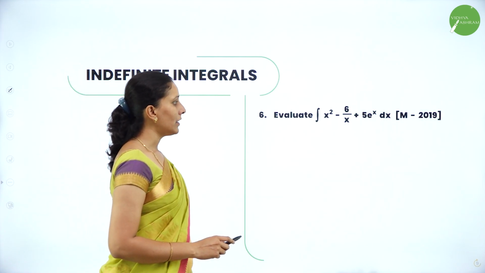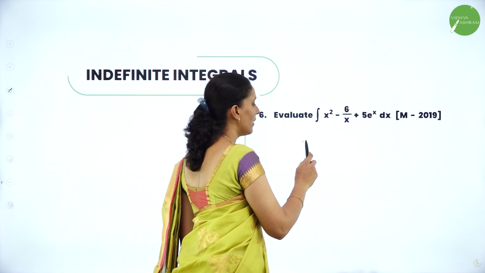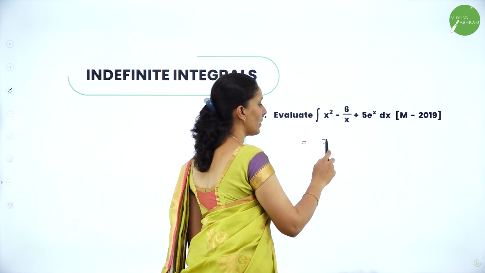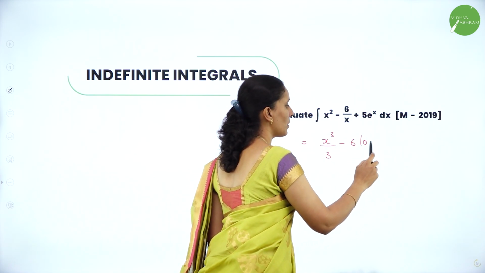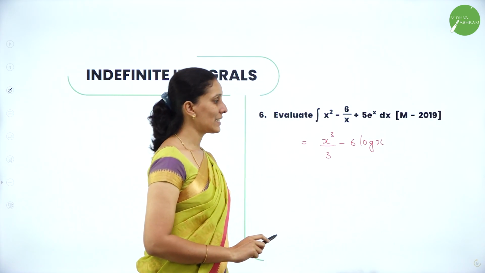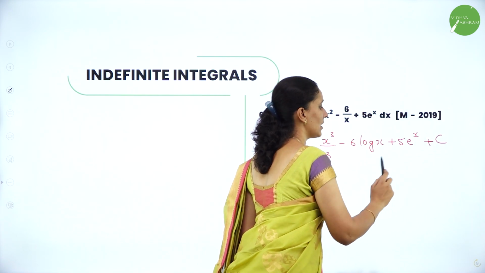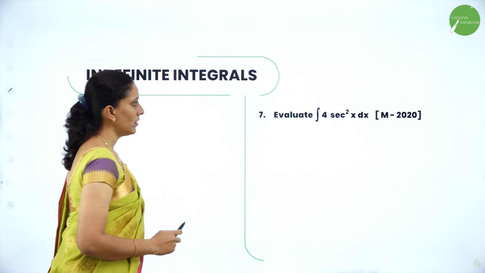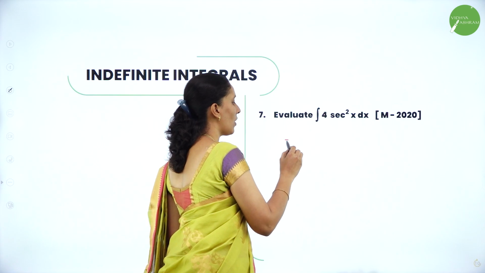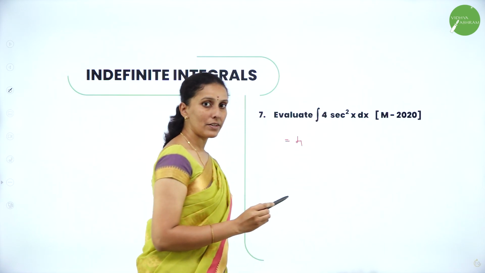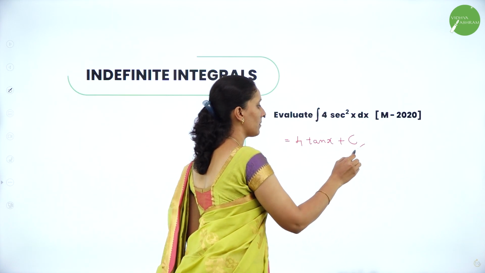Next, evaluate integral of x square minus 6 by x plus 5 e power x into dx. So here when you integrate this separately, we have x cube divided by 3 minus 6 log x, because antiderivative of 1 by x is log x, plus 5 into e power x plus c. Next question, integral of 4 secant square dx. Constant we can keep it outside. We can just integrate secant square x dx, that can be written as tan x plus c.